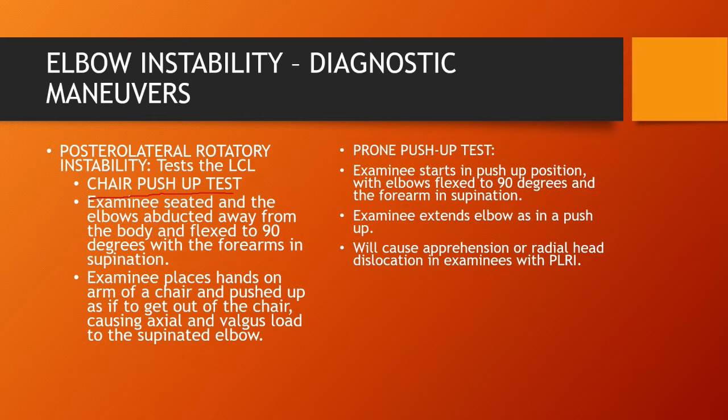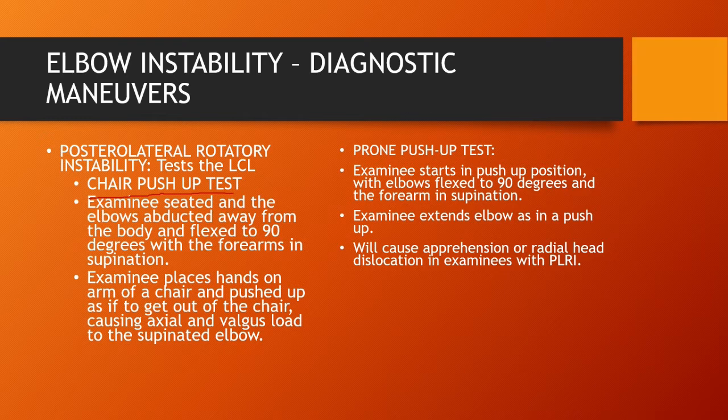The prone push-up test is similar, and it's going to involve extension at the elbow. The examinee starts in a push-up position with the elbows flexed to 90 degrees and the forearm in supination. Again, the examinee extends the elbow as in a push-up, causing extension at the elbow. But here, loads can be greater than with the chair push-up test.